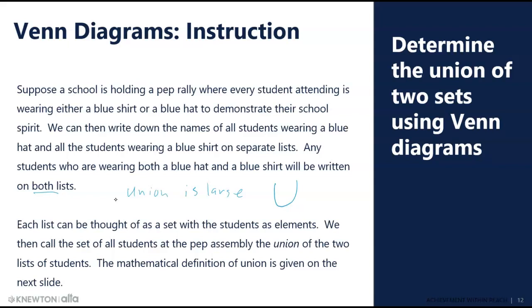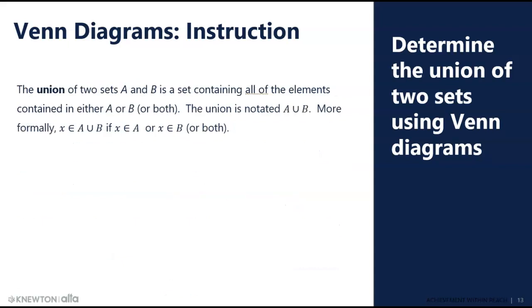So the union would be all of the students. Set A could be the ones wearing a blue shirt. Set B could be the ones wearing a blue hat. A intersect B would be those students wearing both a blue hat and a blue shirt. A little review from last video. The union contains all of the elements in either A or B or both.